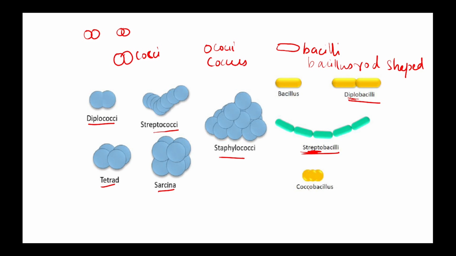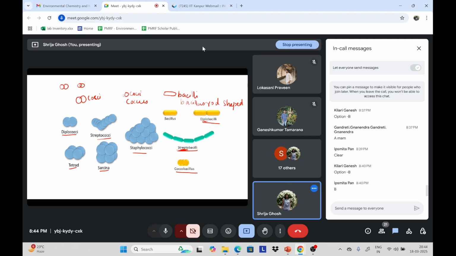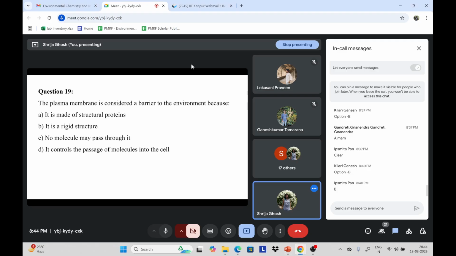Then you have another shape called cocobacillus. So it is round but rod. Okay. So when it is rounded and rod shaped, it is cocobacilli. If it is completely round, it is coccus. If it is completely rod shaped, it is bacillus. But if it is round and rod shaped, it is cocobacilli. Okay. This is clear to everyone? Okay, I'll move on to the next question.